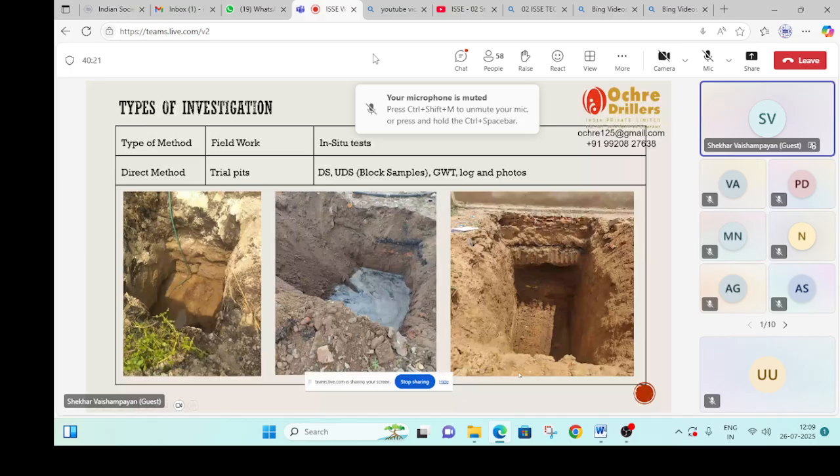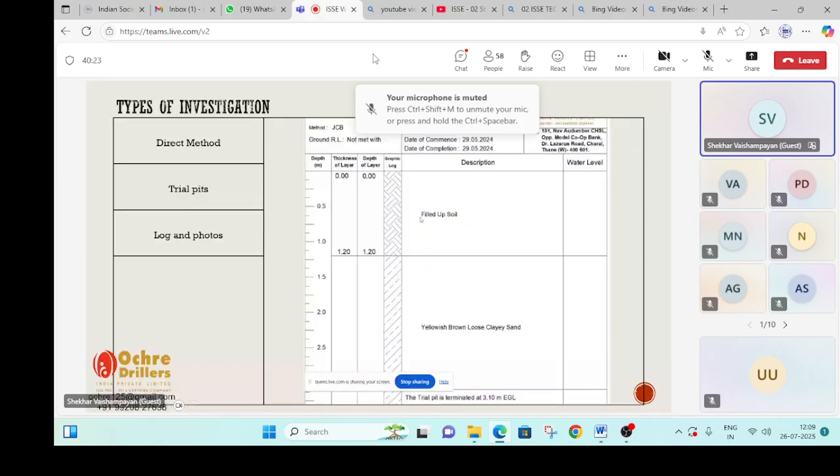Okay, we'll go to the next one. In this case also you can see the method of excavation using JCB, trial pit number, date of commencement and ending, and the stratification is mentioned. Now these are basically site identifications. The samples are not tested. Okay, so we'll go to the next slide.